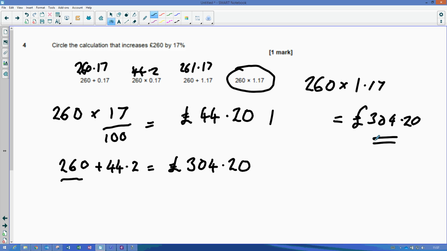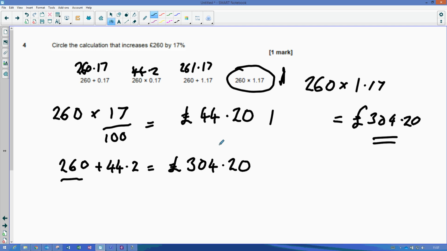Now you won't know for sure which is the correct answer, but you ought to be able to get an approximate feel. Here we're increasing 260 by nearly 20%. This is clearly wrong because it hasn't increased 260, and these two are barely more than 260. So if we actually got these 4 answers from our calculator, we'd be able to guess quite easily that this is the right answer.